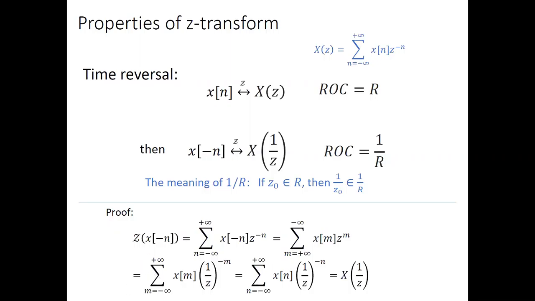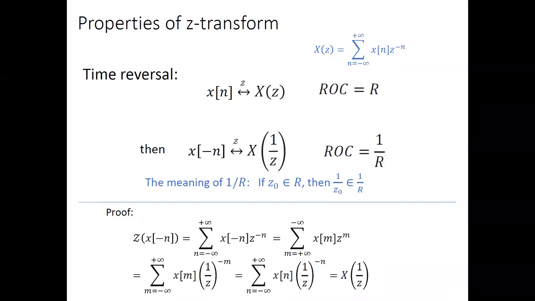We put minus infinity on the lower bound. X of m does not change. Z to the power m, we can express as 1 divided by z to the power minus m, because 1 divided by z is z to the power minus 1, two minus signs, it is equal to z to the power of m. And then the next step, we're doing nothing but only changing m to n again. We change m back to n. The infinite sum does not change because it is just an index, right? Whether the index is m, n, or k does not matter. The result does not change.